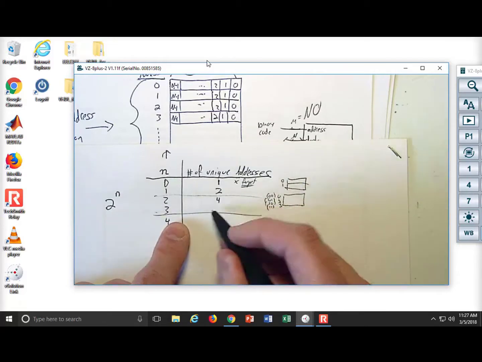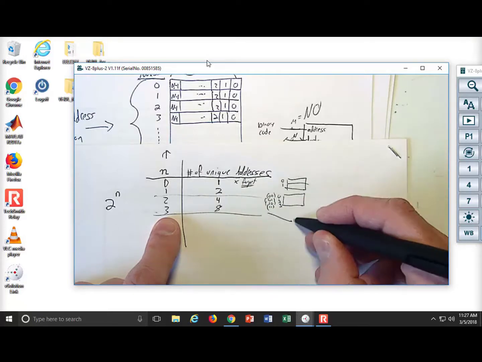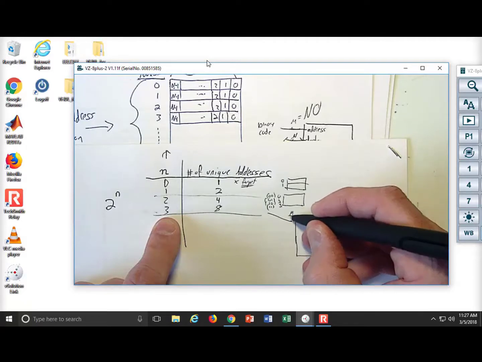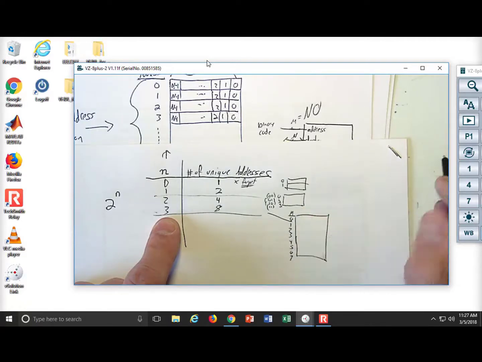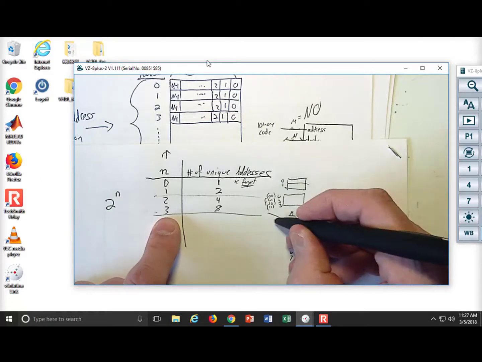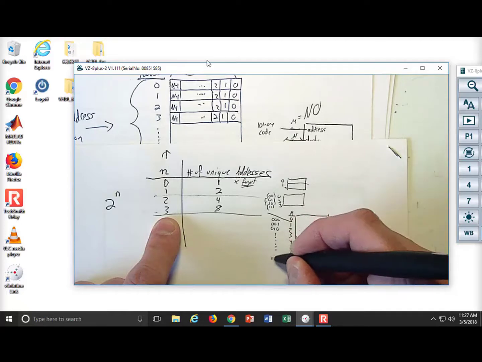What does 3 bits look like? I can address 2 to the n unique locations, so that's going to be 2 to the 3 is equal to 8. Now what does my system look like? Now it's almost to the point where I can't even draw it anymore. So my m would be 0, 1, 2, 3, 4, 5, 6, 7. Okay? And the binary codes would be what? 0, 0, 0, 0, 0, 1, 0, 1, 0, down to 1, 1, 1.